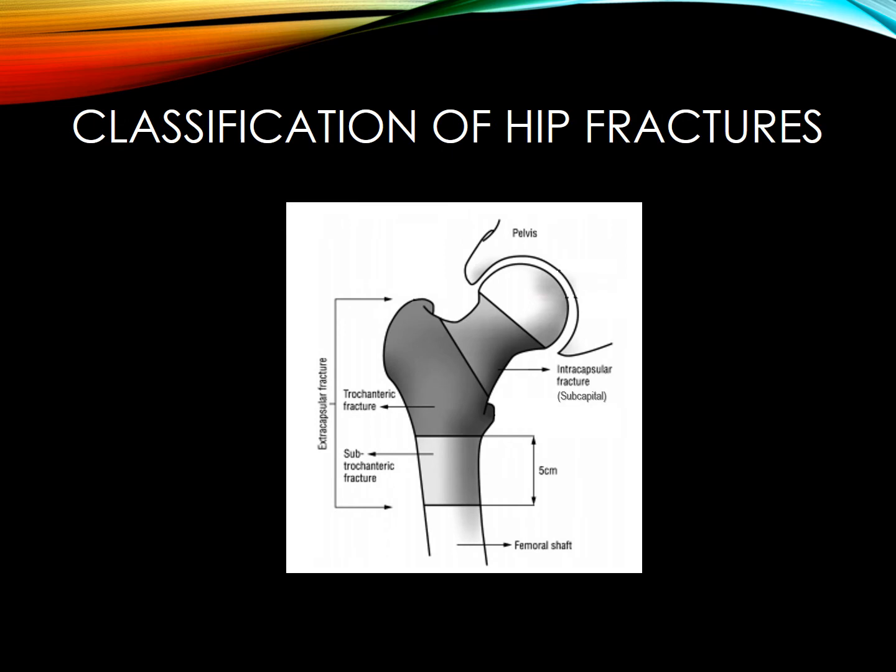How do we classify these hip fractures? Classification is important, because how you classify them will indicate how we're going to treat them. So we talk about intracapsular fractures, and you can see where they are, but we tend to call these subcapital fractures. Then the other two types are the trochanteric fractures, where the fracture is between the trochanters, and the subtrochanteric fractures, which are fractures below the trochanters. Both these types are extracapsular.